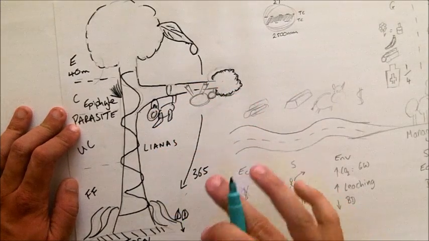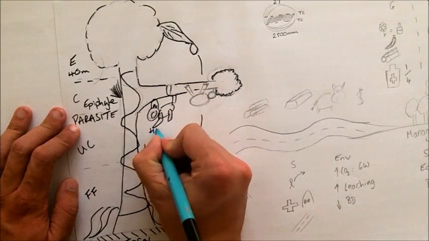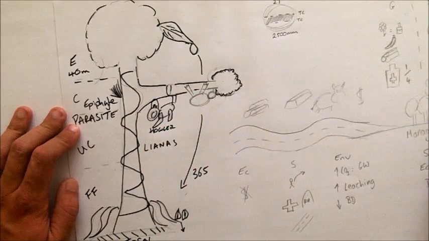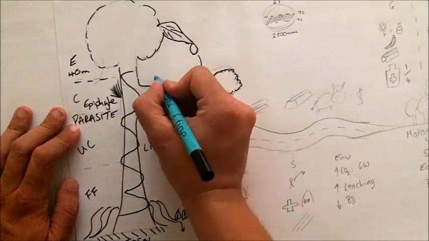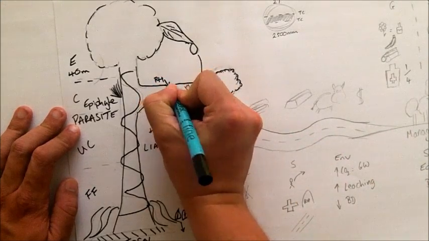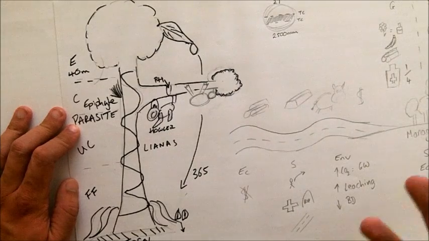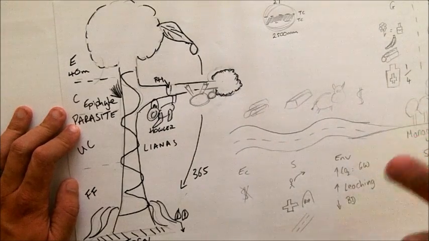Now, the howler monkey is really well adapted to the tropical rainforest. What it has is what we call a prehensile tail. That means its tail is able to grip and it's able to use it as an extra limb. It can therefore swing from branch to branch high up in the canopy.